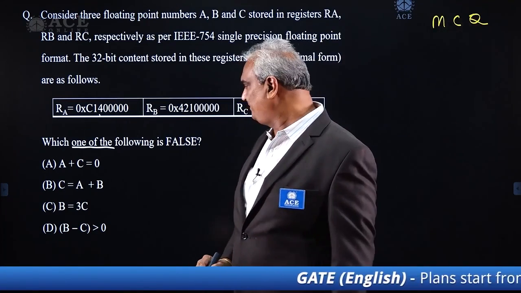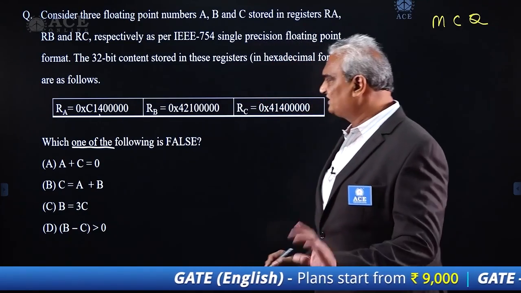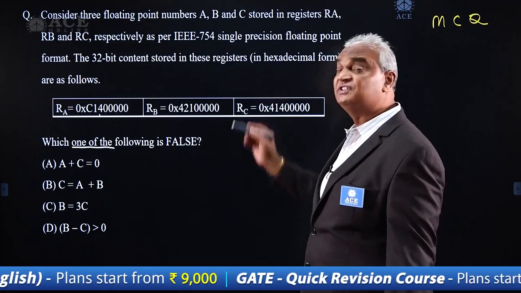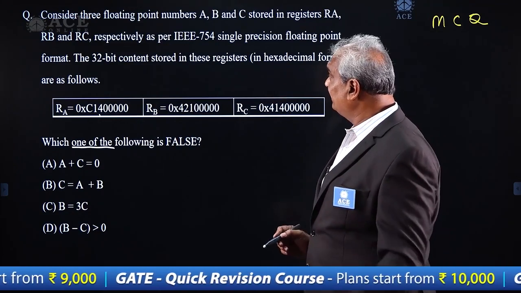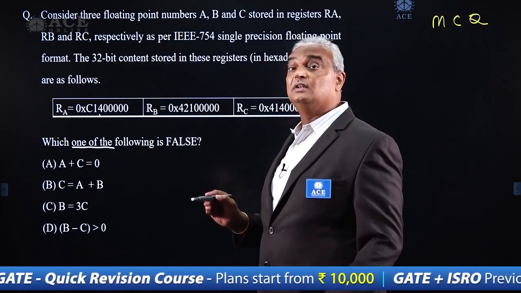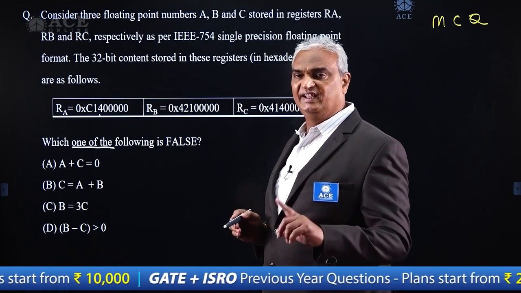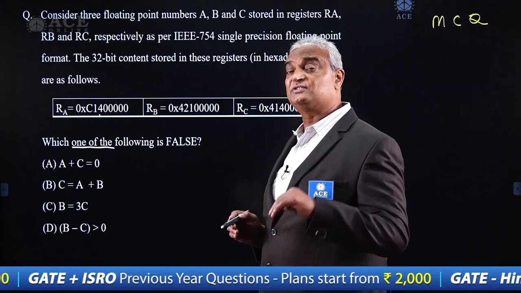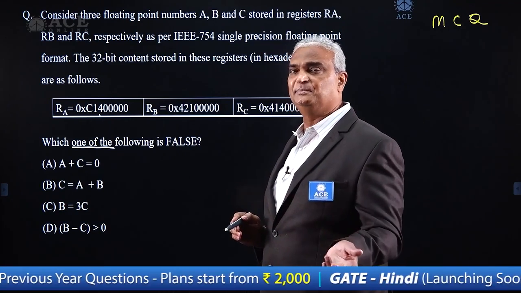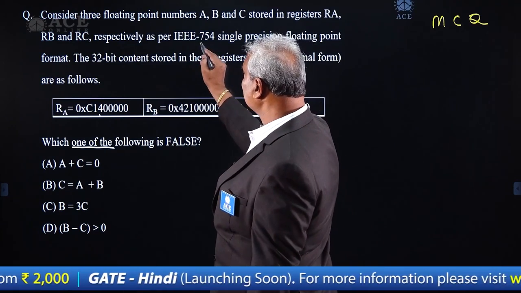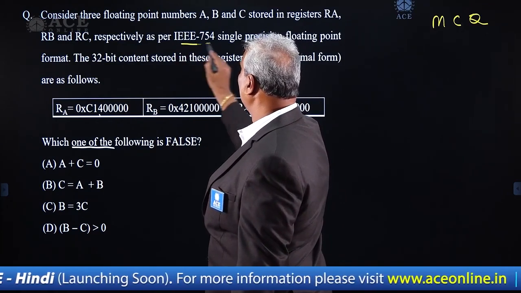Multiple choice question. Okay. For solving the same, first you find the decimal value for the register contents. First you remember one thing, all registers size is 32-bit and expressed in IEEE single precision means 32-bit notation. It is also known as IEEE 754 standard.